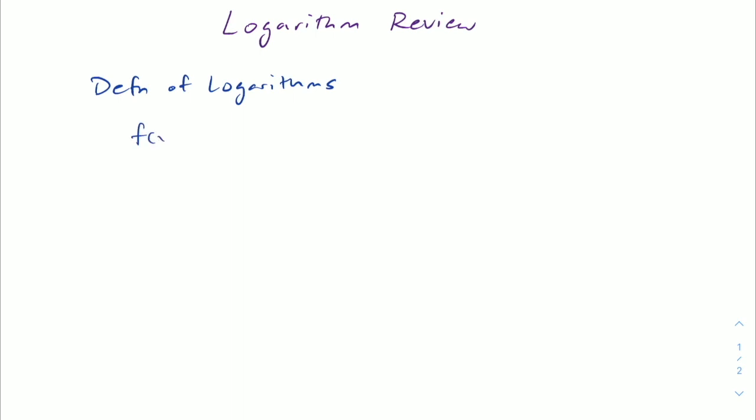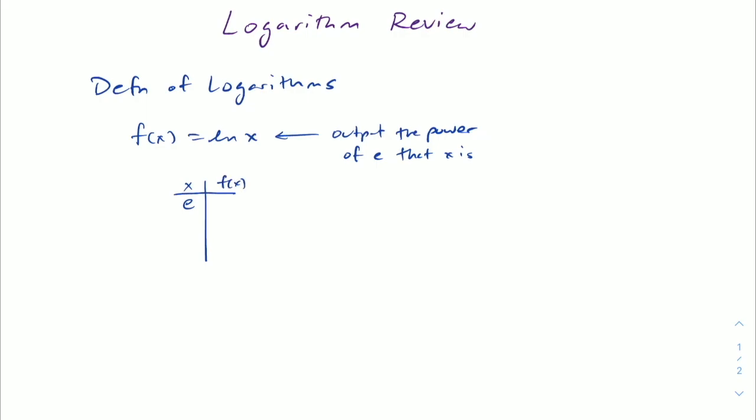So we'll first look at the natural log of x. The natural log of x is defined to output the power of e that x is. So if x is e, the power of e that e is is 1, so this function will output 1. If we put in e squared into this function, it'll output 2. If you put in e cubed, it'll output 3.